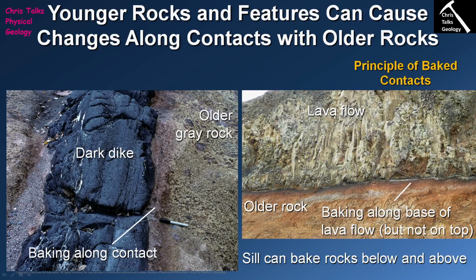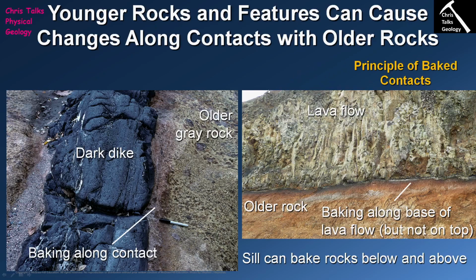We know this because as a lava flow moves across the surface of the Earth, it's obviously going to bake the rocks directly below it. But because it's a lava flow and it's moving across the surface of the Earth, there are going to be no rocks above it which it can bake. And so this means there's no baked contact along the top of lava flows when we look at our sequence of rocks.